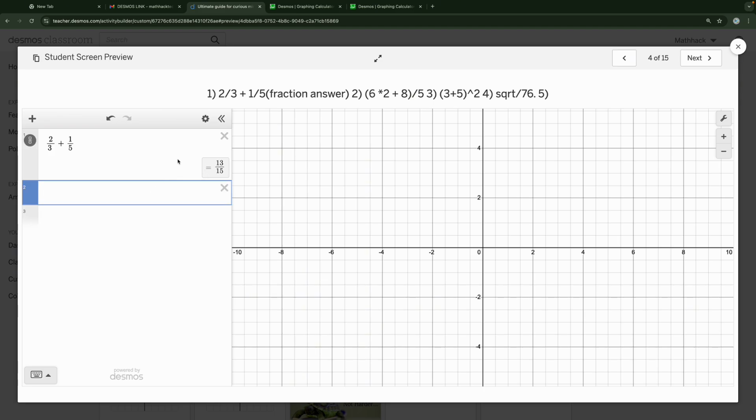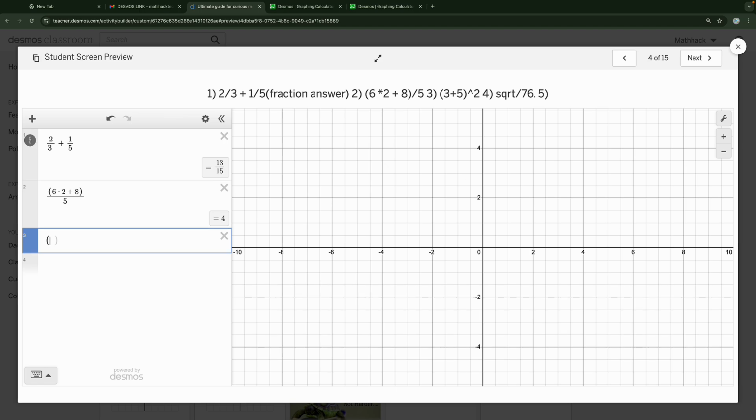We can also calculate something more complex, such as 6 times 2 plus 8, all divided by 5, and that gives us the right answer, which is 4. 6 times 2 is 12, plus 8 is 20. 20 divided by 5 is 4. So that is also correct.